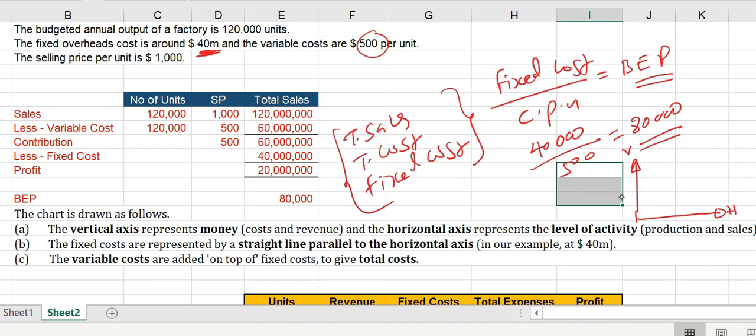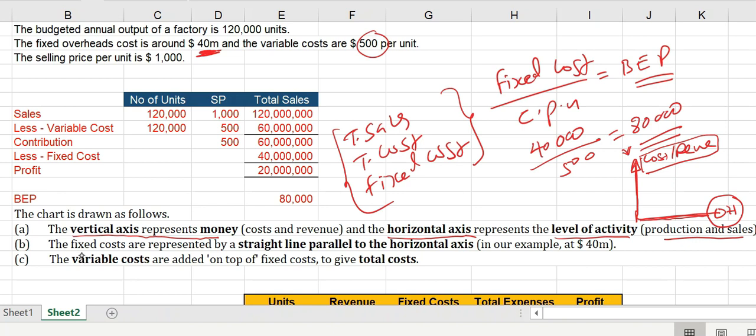Basically the vertical axis represents money. So this axis represents the cost and the revenue. However, the horizontal axis represents the level of activity. So this is the production and sales units. So the vertical axis will represent cost and revenue.